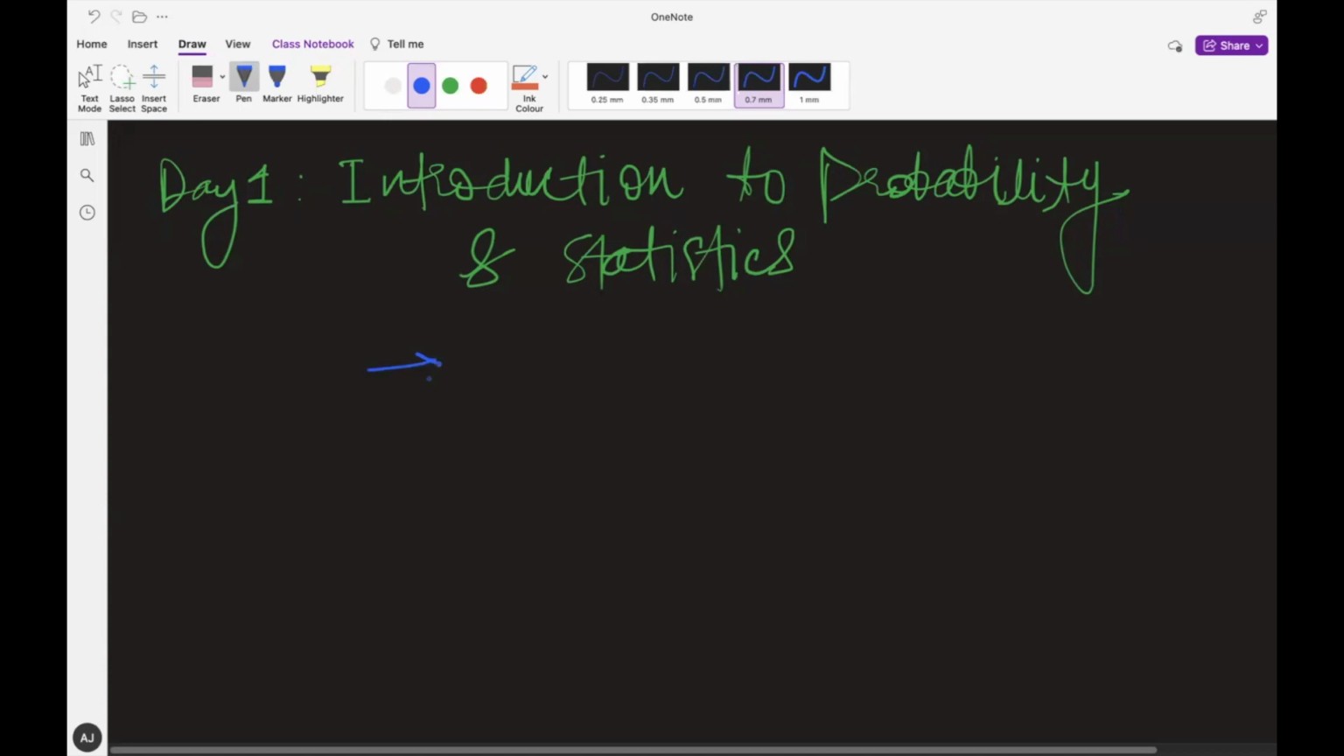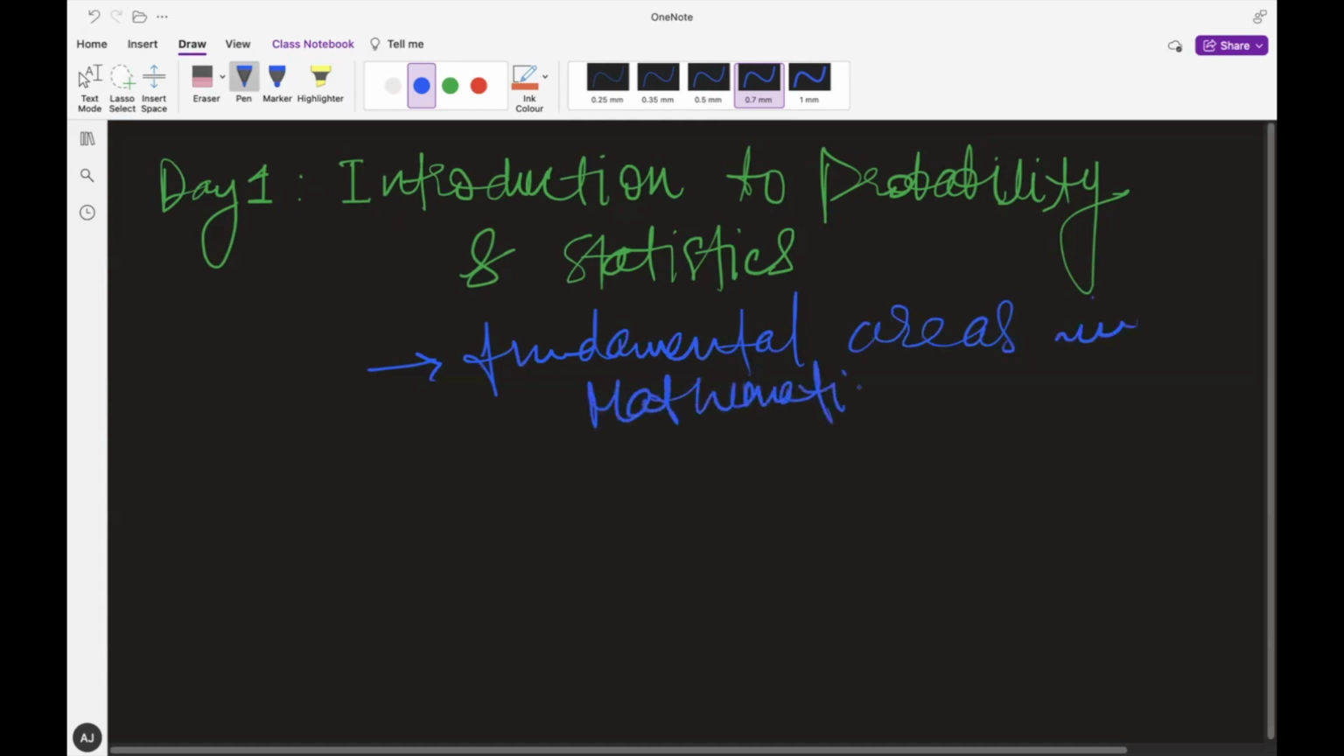Let me write it here. These are the fundamental areas in mathematics, which are extremely important, or you can say which are super important in machine learning.